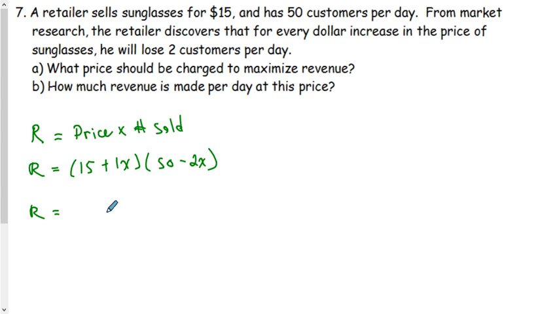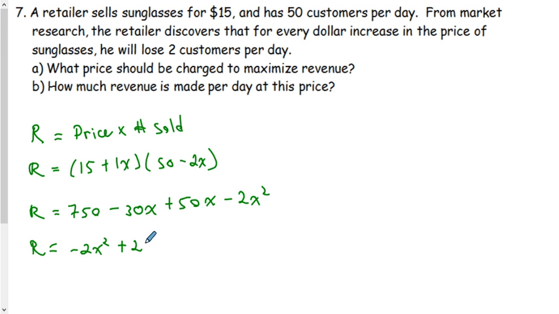Here we go. We're going to multiply everything out. First, 15 times 50, that's 750. Then 15 times negative 2x, that's negative 30x. Then x times 50, that's 50x. And then x times negative 2x, that's negative 2x squared. Let's rewrite this. We've got our x squared term first, our x term second, negative 30x plus 50x, which is plus 20x when we combine those like terms, plus 750.